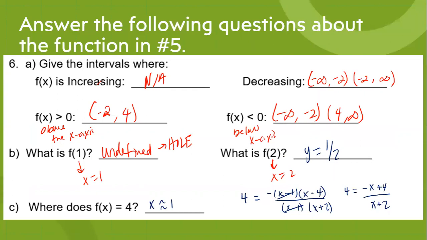What would I need to do to solve this? Good job. Multiply by x plus 2. You have to get what's in the denominator out of the denominator. I did not give myself enough room, so excuse the squeezing of the space here. So I'm left with 4x plus 8 equals negative x plus 4. What did you do? If you said add my x and subtract my 8, you are so right. Good job. So we have 5x equals, and 4 minus 8 is? Negative 4.